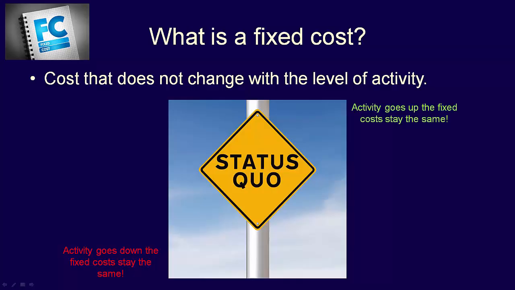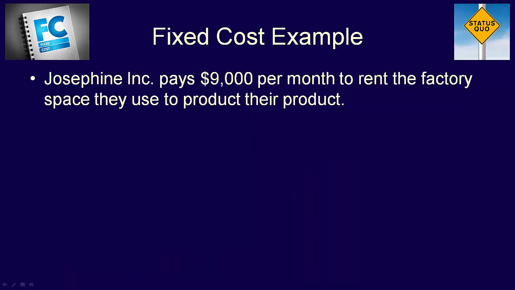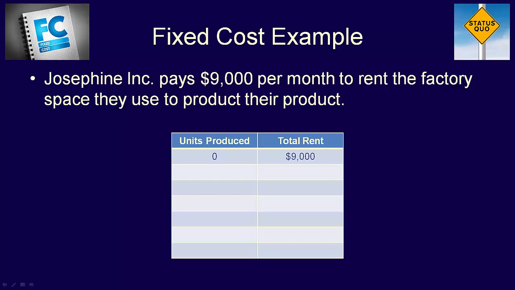Let's go back to the example of Josephine Inc. to see how this plays out. Josephine Inc. pays $9,000 per month to rent the factory space they use to produce their product. If the company produces 0 units, what will the total fixed cost be? A total of $9,000. What if the company produces 1 unit? Still $9,000 of total fixed costs.